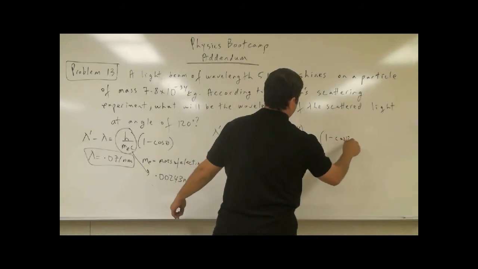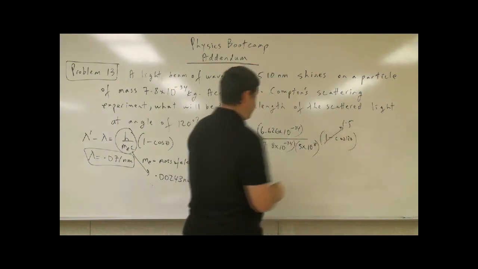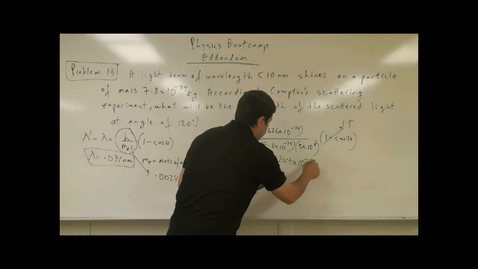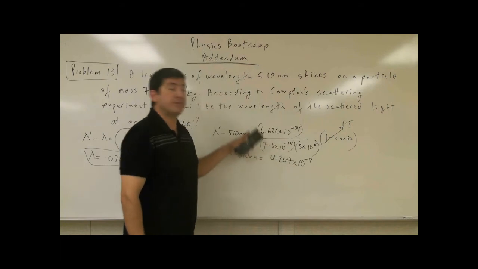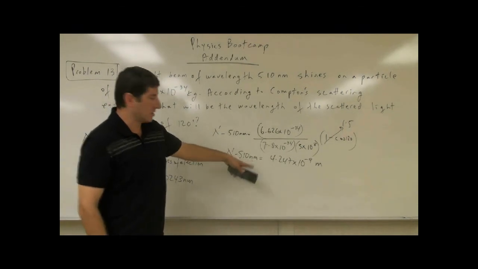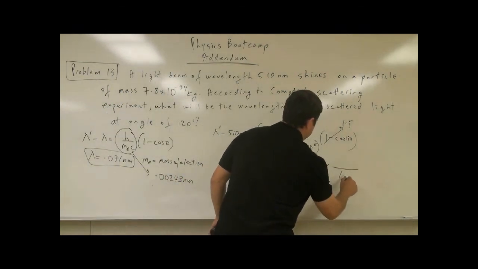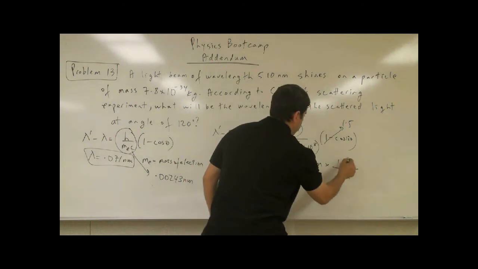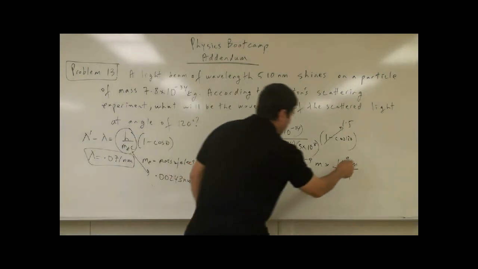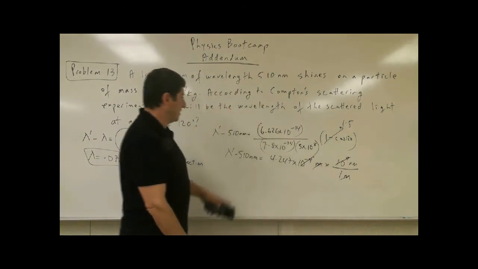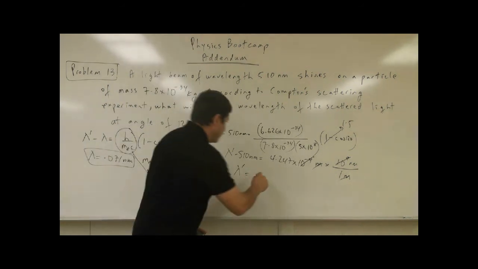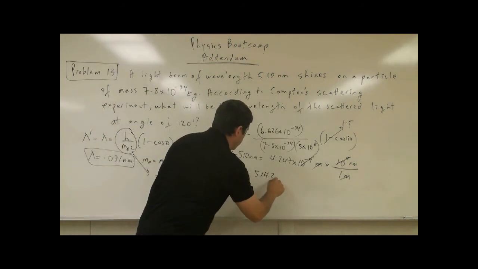Times 1 minus cosine of 120. Well, we already know this is going to be 1.5. So we're going to have 7 times 10 to the minus 9, and that will be in units of meters. Since this is in nanometers, I can say 1 meter is 10 to the 9th nanometers, a nanometer is 10 to the minus 9 meter. So the meters cancel, and it ends up just being 4.247. So what's the wavelength of the reflected light? 514.247.